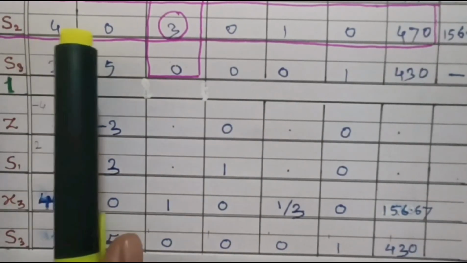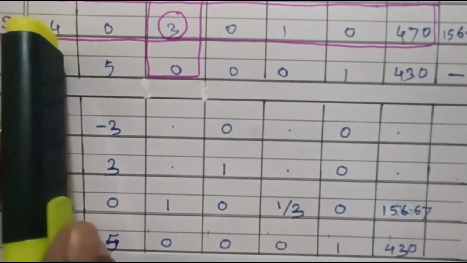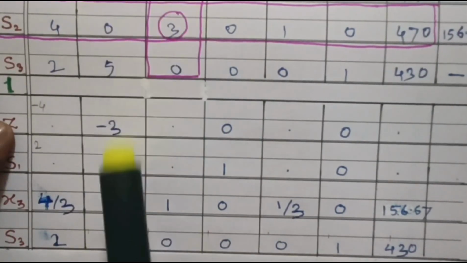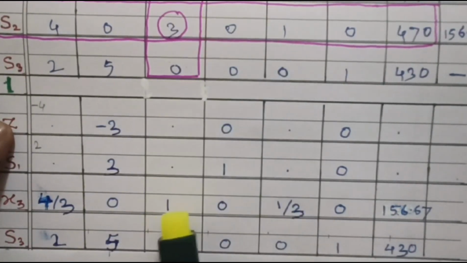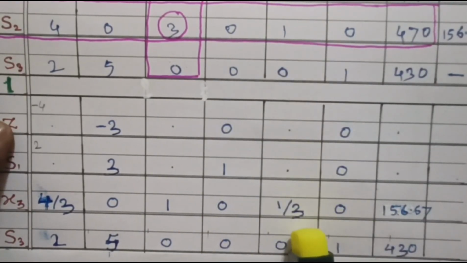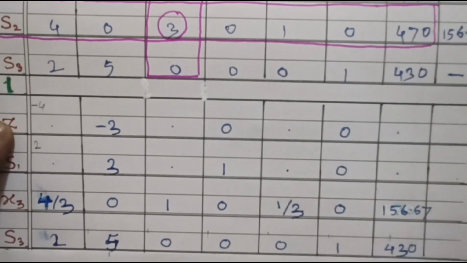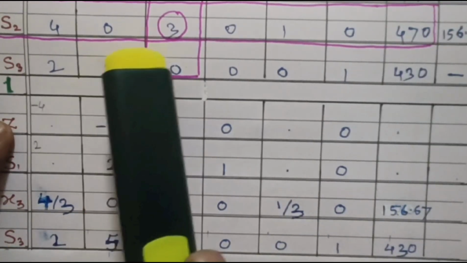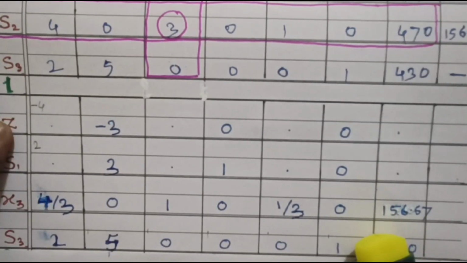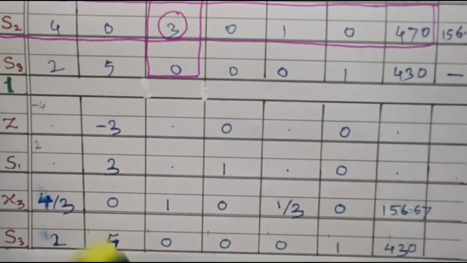From the 0th iteration, each element or each number from the key row we have to divide by the key element 3. So 4 divided by 3 is taken here, 0 divided by 3 is taken here, then 3 divided by 3 is 1, 0 divided by 3 is 0, 1 divided by 3 is here, then 0 divided by 3 is 0, and then 470 divided by 3 gives 156.67. In this way these elements we have taken from the 0th iteration.